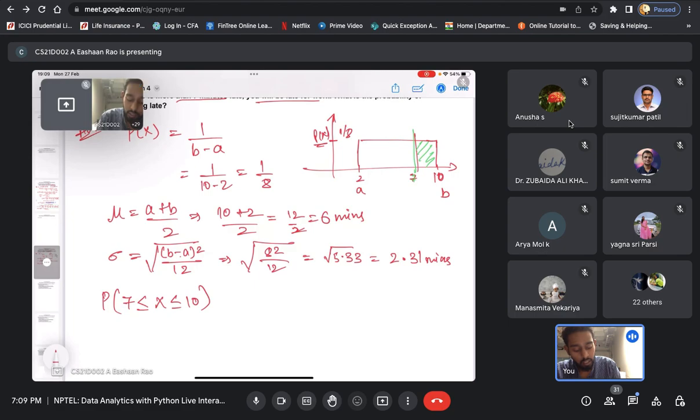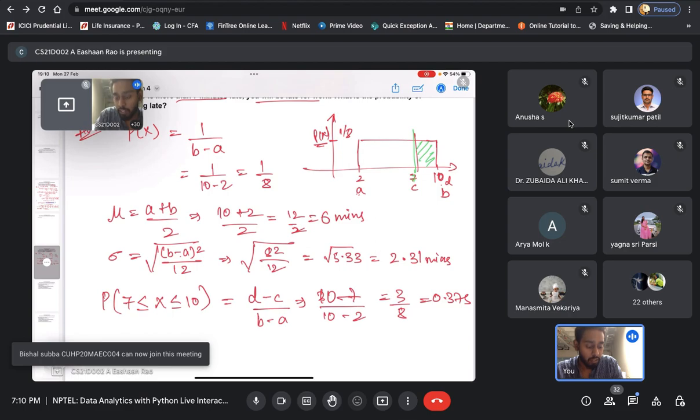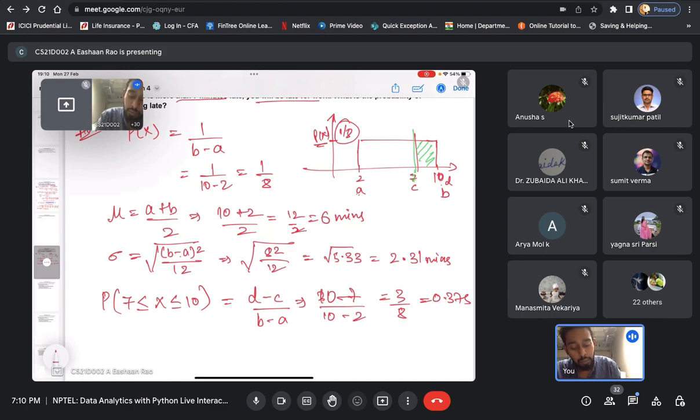So for this interval, we can directly apply the formula (d minus c) by (b minus a). In this case, b is 10, a is 2, d is also 10, and c will be 7. If we directly apply this, it will be (10 minus 7) by (10 minus 2), which is 3 by 8, or 0.37. This is one way of doing this. A simpler way of looking at it is that you already know the probability here, so you can just look at it as height times width.